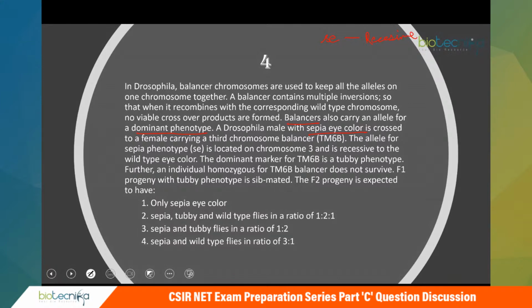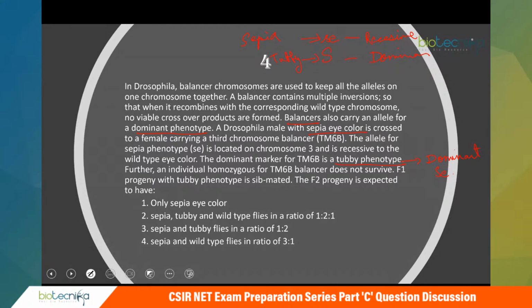The dominant marker for TM6B, which is the balancer chromosome, is the tubby phenotype. Okay, means tubby phenotype is dominant. So if we say SE is the sepia, let's write capital S for the tubby phenotype, so that it becomes easy for us to understand. So capital S I'm writing for dominant. This forms the sepia eye and this forms the tubby eye.